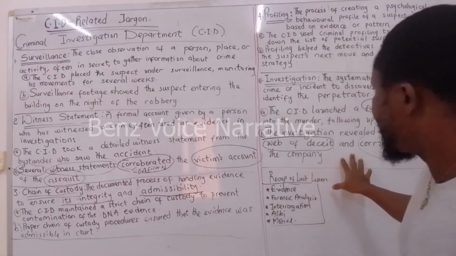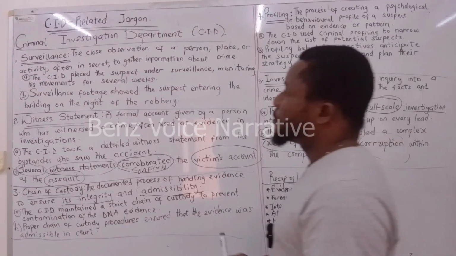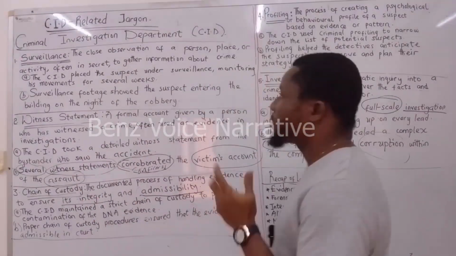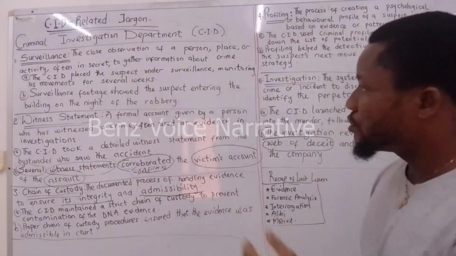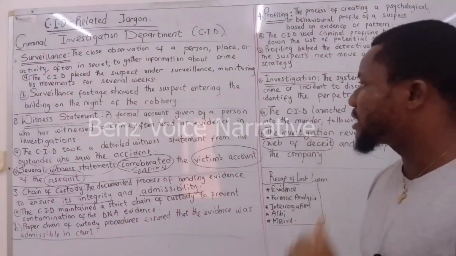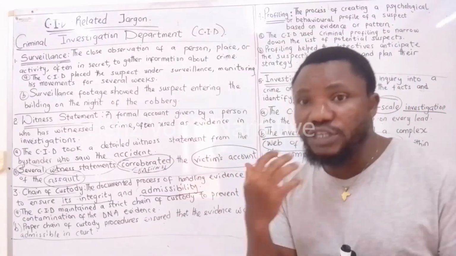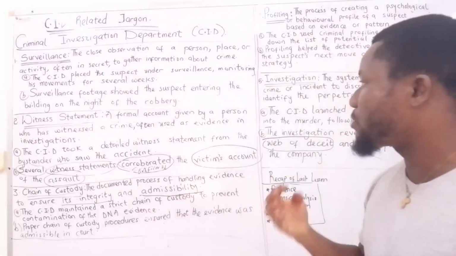So that will be it for this class. But a quick recap. So the first word is surveillance. Surveillance is the close observation of a person, place, or activity, often in secret, to gather information about a crime. Two, witness statement. A witness statement is a formal account, whether it is written, a recorded voice or recorded footage, given by a person who has witnessed a crime.